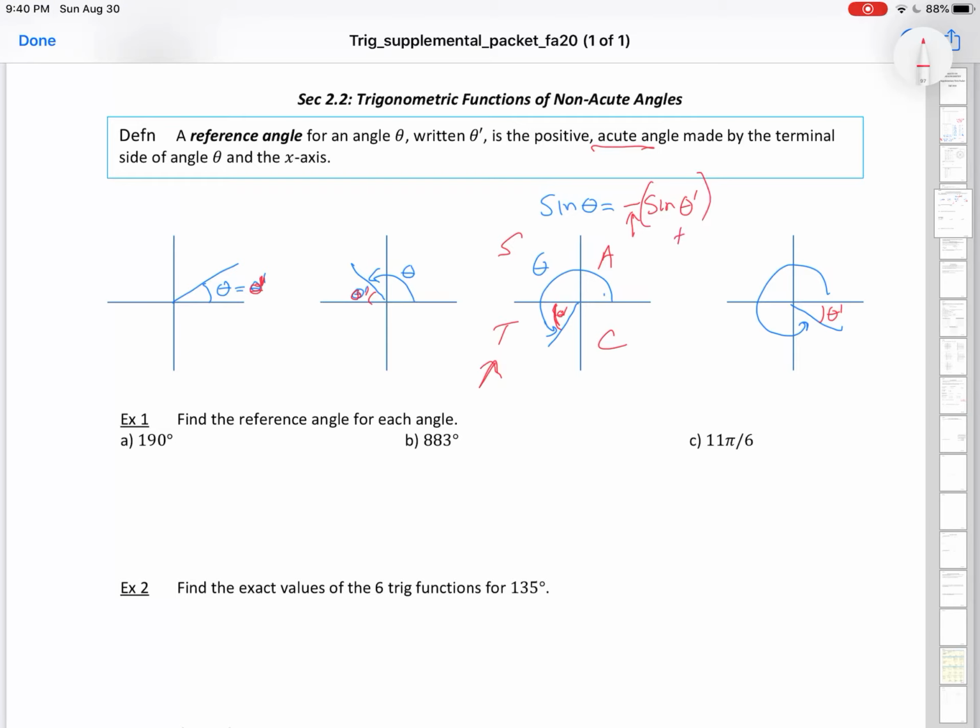But I can't have it be positive. It won't be positive because what I'm really dealing with is a third quadrant angle. And so I got to take it negative. So the reference angle gives me the right ratio to use. And then I have to decide what the appropriate sign is.